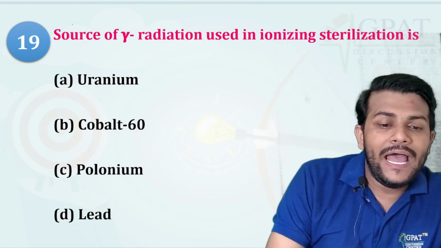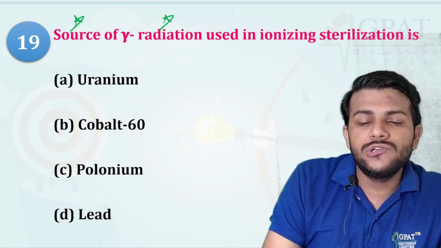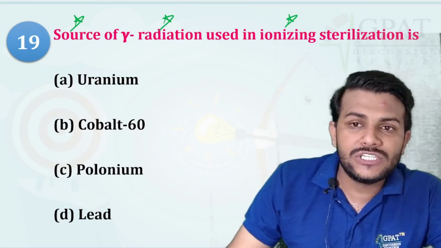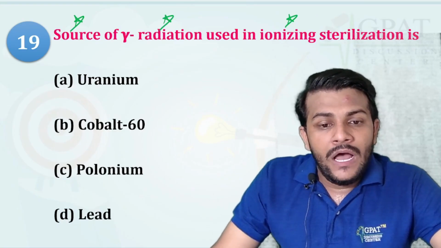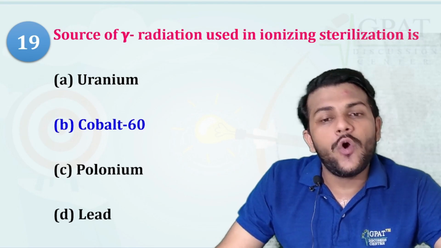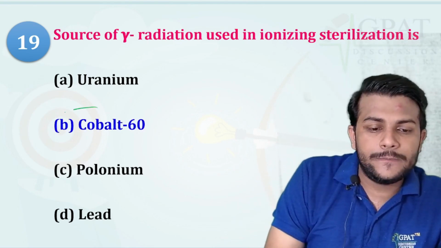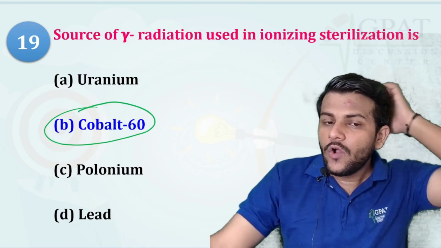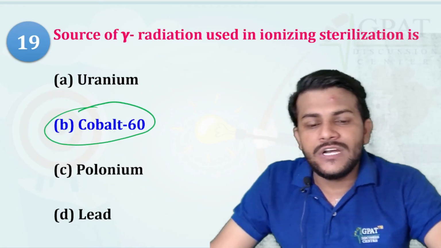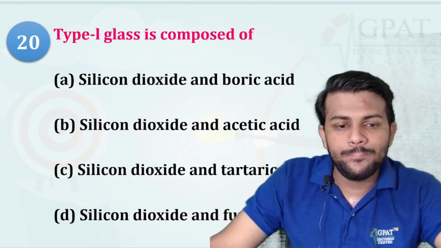Got it? The source of gamma radiation used in ionization sterilization is your cobalt 60.